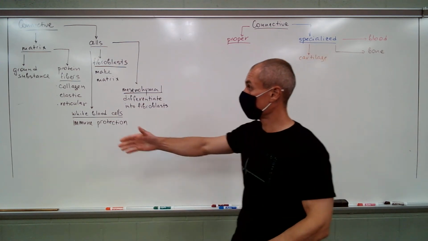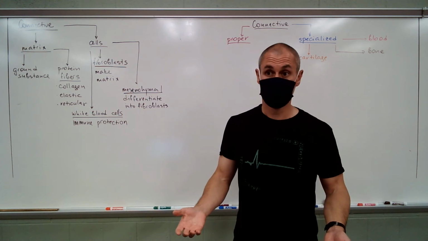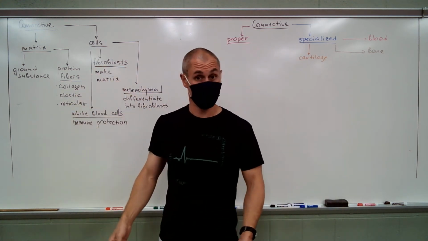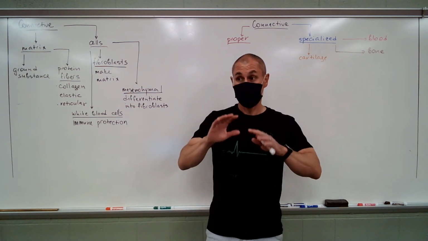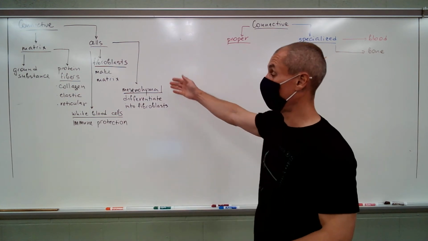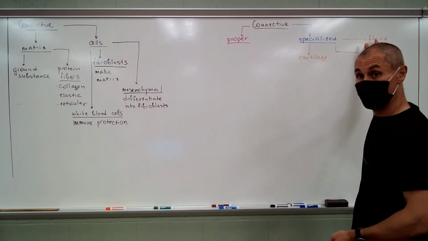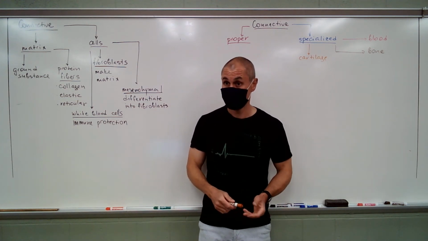For instance, what's the matrix in the blood? Plasma. Does it have those proteins? No, it doesn't. It has albumin, it has beta globulins, gamma globulins, but that's a very, very specialized connective tissue. Does it have all those cells? No. It has white blood cells, red blood cells, platelets, but you know. See what I'm saying?